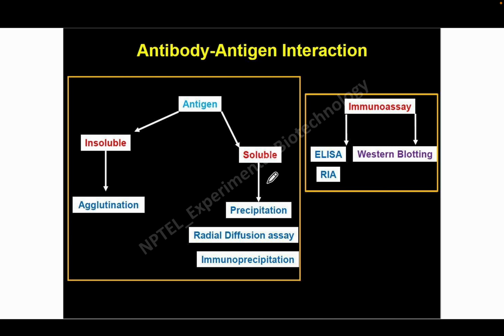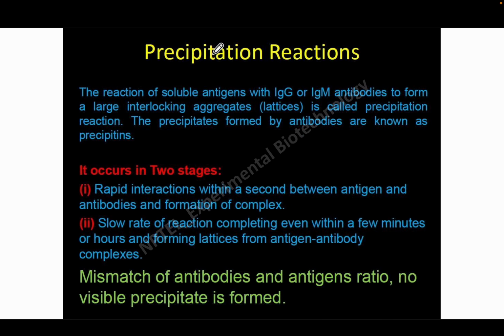Now as we are discussing antibody-antigen interaction, we will now discuss precipitation reactions. The reaction of soluble antigens with IgG or IgM antibodies to form large interlocking aggregates is called a precipitation reaction. The precipitates formed by antibodies are known as precipitins. It occurs in two stages: a rapid interaction within a second between antigen and antibodies forming a complex, and a slow rate of reaction completing within a few minutes or hours, forming lattices from antigen-antibody complexes. With a mismatch of antibody and antigen ratios, no visible precipitate is formed.